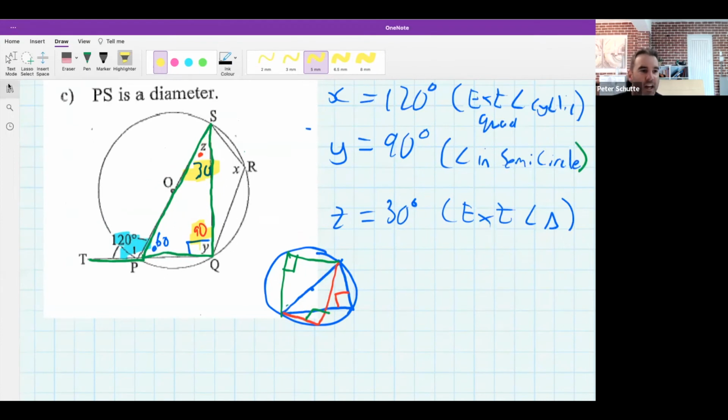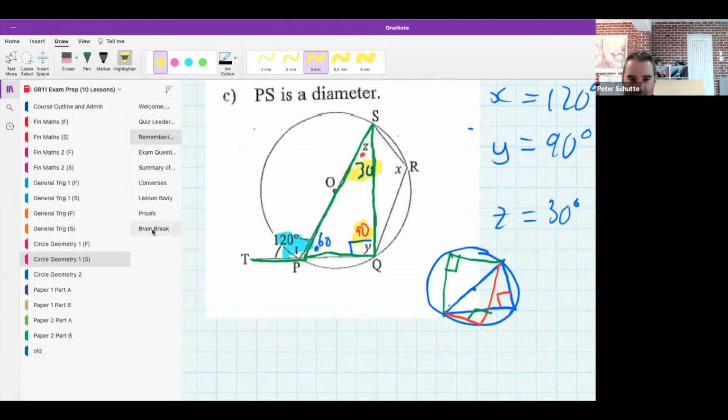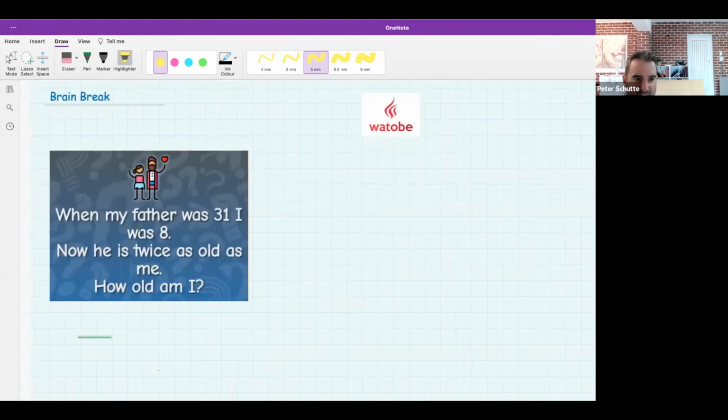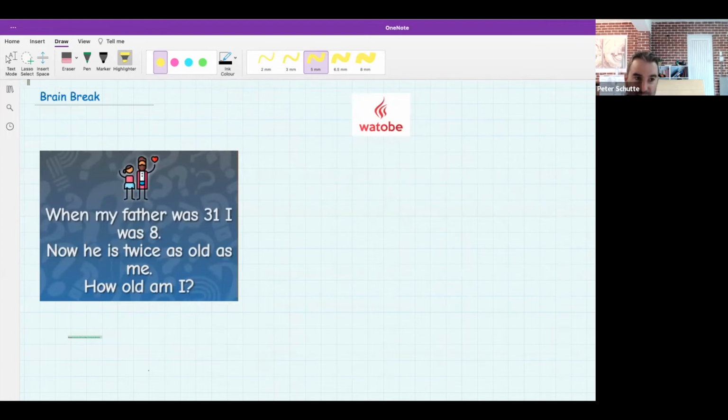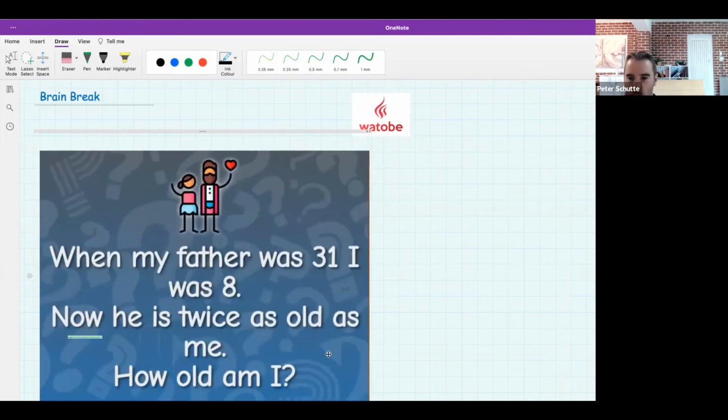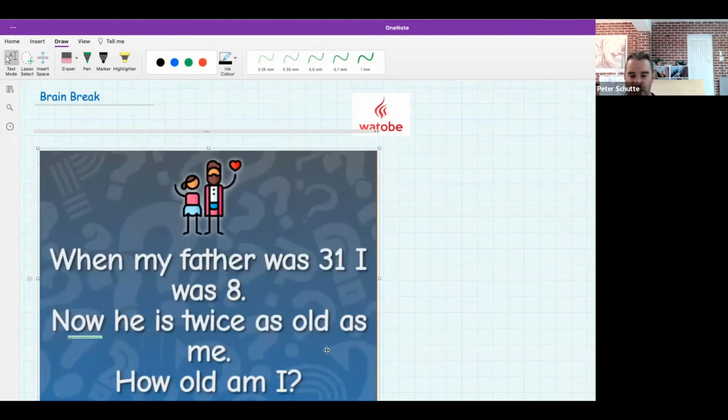Okay, so brain break time. I'm being a bit nasty today, but anyway, let's indulge ourselves. When my father was 31, I was 8. Now he is twice as old as me. How old am I?